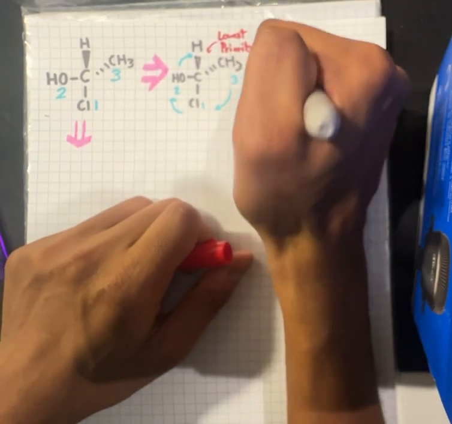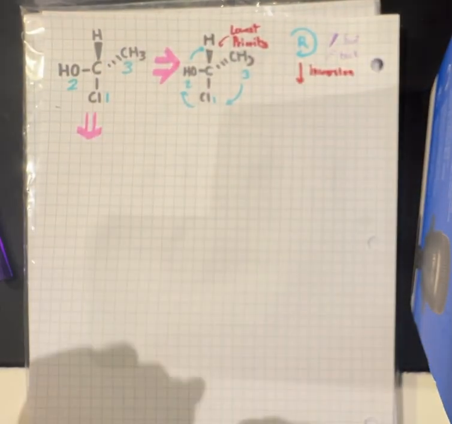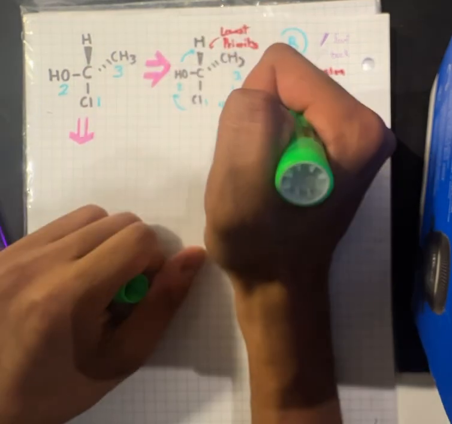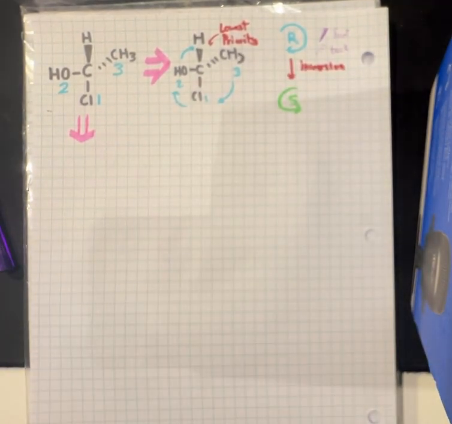So, inversion. And so we would actually get the correct answer to be S, which is counterclockwise. Because when assigning stereochemistry, the lowest priority group must be to the back of the molecule.